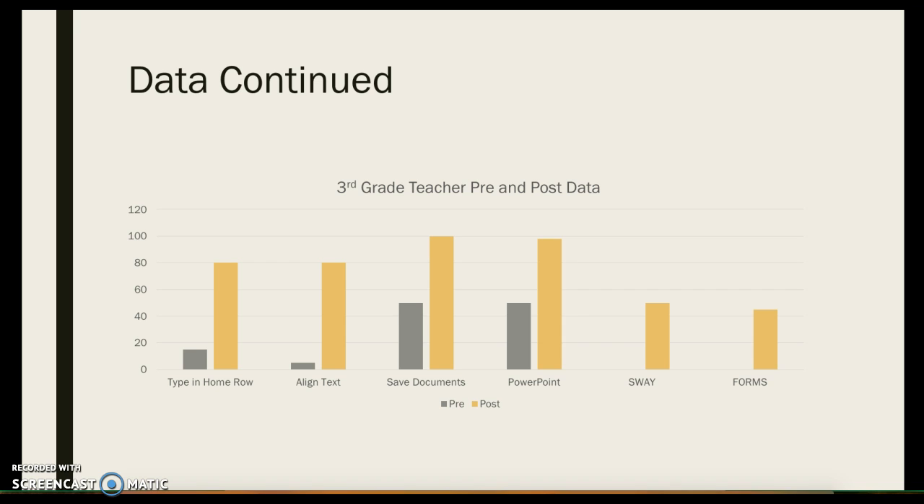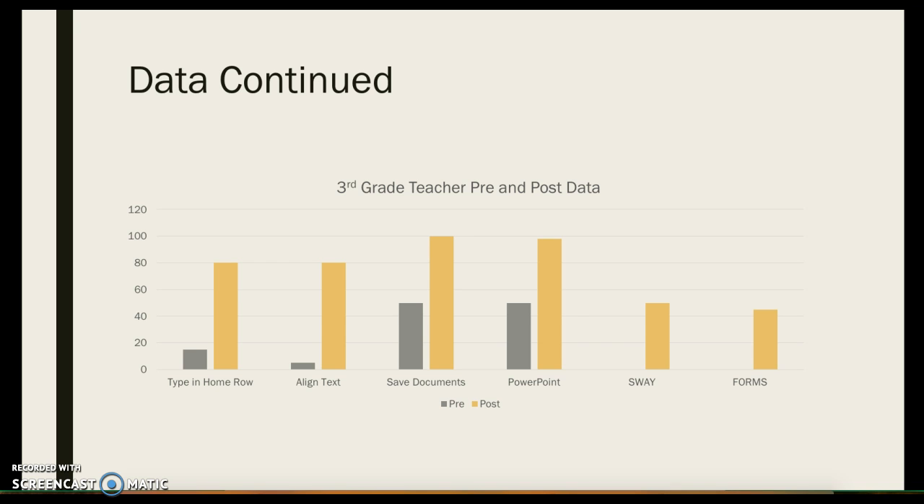When analyzing the teacher data, we actually saw that the teachers had more confidence in their students' abilities than the kids actually did. Teachers were asked to rate very similar questions about their students' basic computer abilities, and again, we saw growth from the pre-assessment to post with our teachers' perspective as well, especially with Microsoft Sway and Forms, which began at 0% proficiency from a teacher perspective.